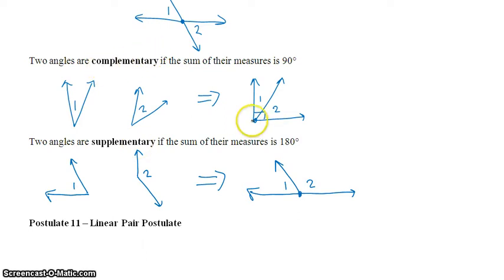Complementary forms a corner, 90 degrees. Complementary corner, 90 degrees. Supplementary forms a straight line. Supplementary straight line, 180 degrees. This straight line is a straight angle. It has 180 degrees in its measure.